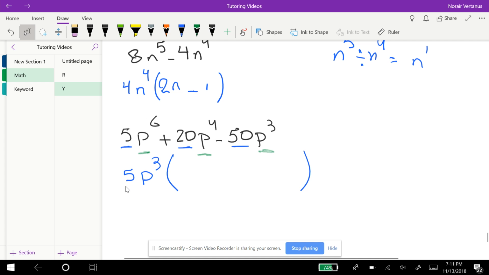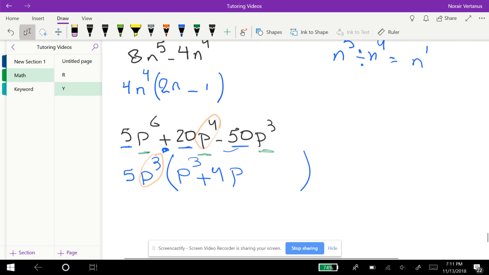5p to the 6th divided by 5p to the 3rd: 5 divided by 5 is 1, p to the 6th divided by p to the 3rd is division, you subtract the powers. So it's going to be p to the 3rd. And then 20 divided by 5 is 4. Positive divided by positive is positive. Now, p to the 4th divided by p to the 3rd, again subtract the powers, is p to the 1st power.